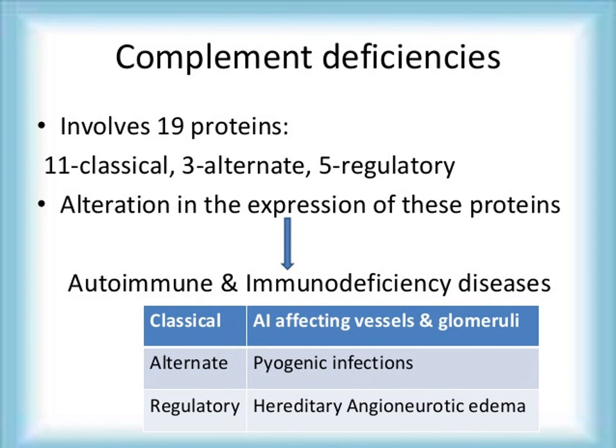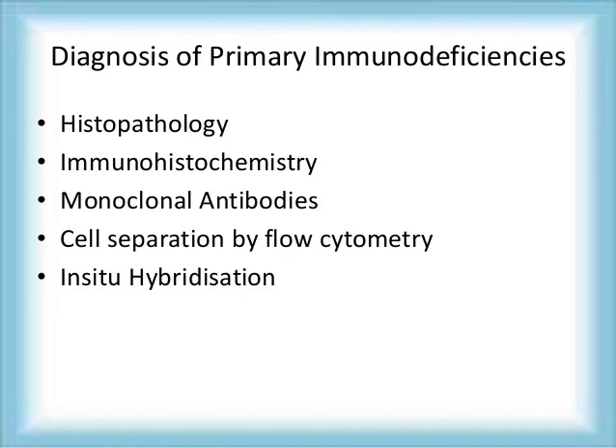C1 esterase inhibitor protein deficiency results in hereditary angioedema, and deficiency of other complement regulatory proteins like decay accelerating factor results in paroxysmal nocturnal hemoglobinuria. Diagnosis of primary immunodeficiencies is primarily done on histopathology, immunohistochemistry, monoclonal antibodies, flow cytometry, or in situ hybridization.